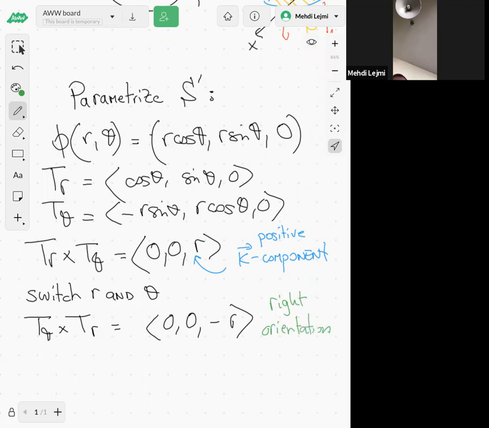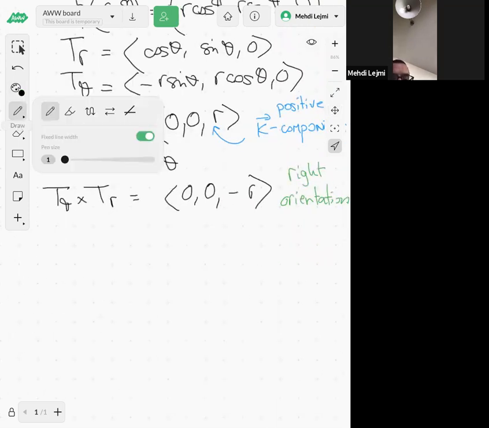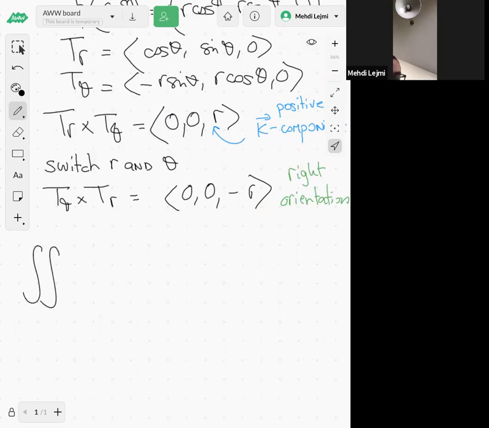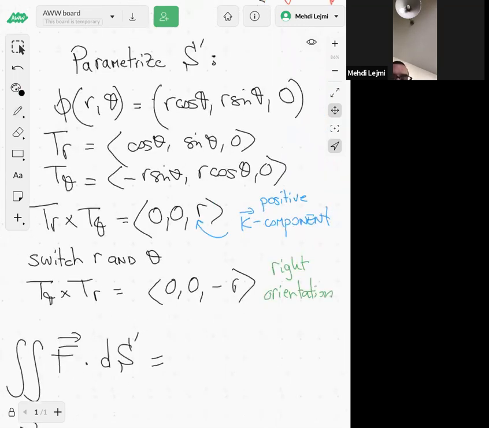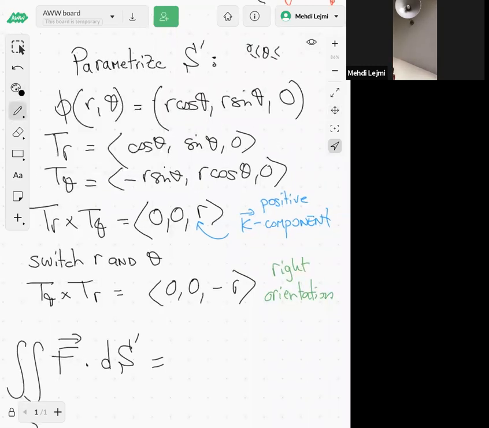Now let's compute the flux of F along this S prime. Of course, the domain for theta is between 0 and 2 pi, and r: x squared plus y squared is less than 1, so r is between 0 and 1.